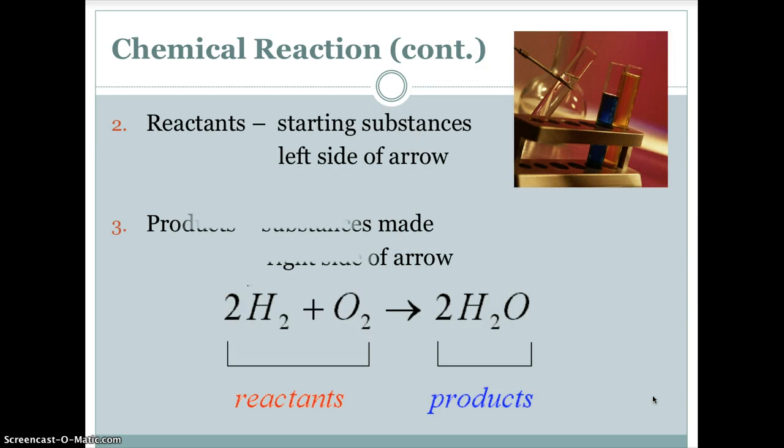Okay? You also can have reactants and products in your chemical reaction. So reactants are your starting substances. Think of them like the ingredients when you're making food, and they are always found on the left side of the arrow. Your products are the substances that you make, and they will always be on the right side of your arrow.